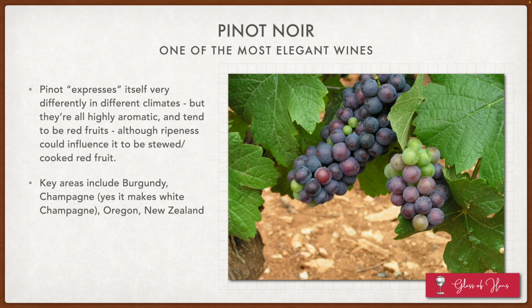So Pinot Noir, we think about Pinot as highly elegant, and I always think that it's called elegant because it's got this softer mouthfeel compared to heavier grapes like Cabernet Sauvignon, and the aromas are just so beautiful. So the Pinot expresses itself very differently in different climates. But no matter what, they're all highly aromatic and tend to be red fruited. Key areas include Burgundy and also Champagne, curiously, because Pinot Noir is made to make white champagne.